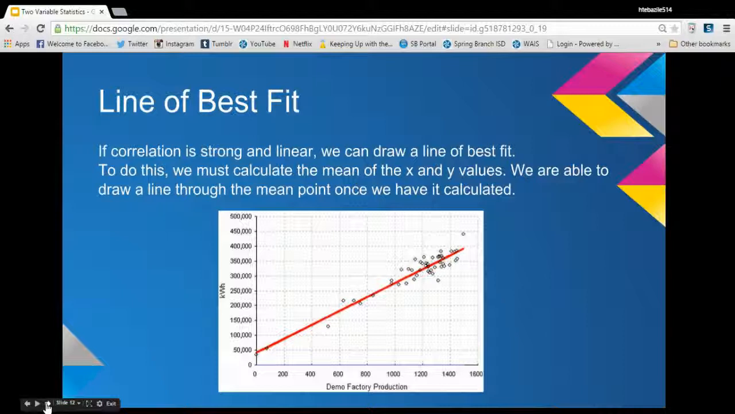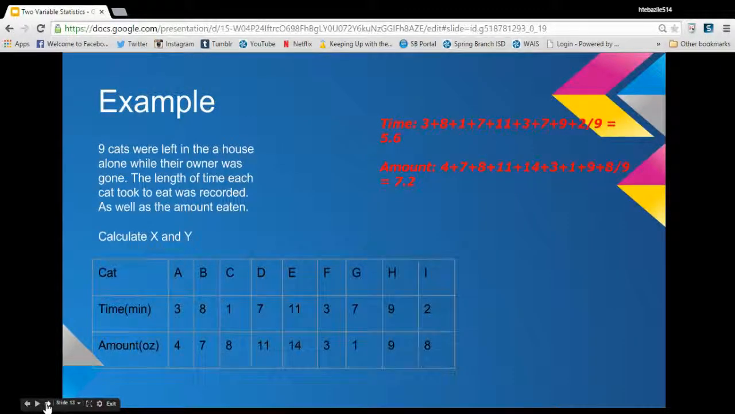Line of best fit. If correlation is strong and linear, we can draw a line of best fit. To do this, we must calculate the mean of x and y values. We are able to draw a line to the mean point once we have it calculated. Here is another example. 9 cats were left in a house alone while their owner was gone. The length of time each cat took to eat was recorded, as well as the amount eaten. Calculate x̄ and ȳ. So you basically find the mean of the time and the amount to find x̄ and ȳ.